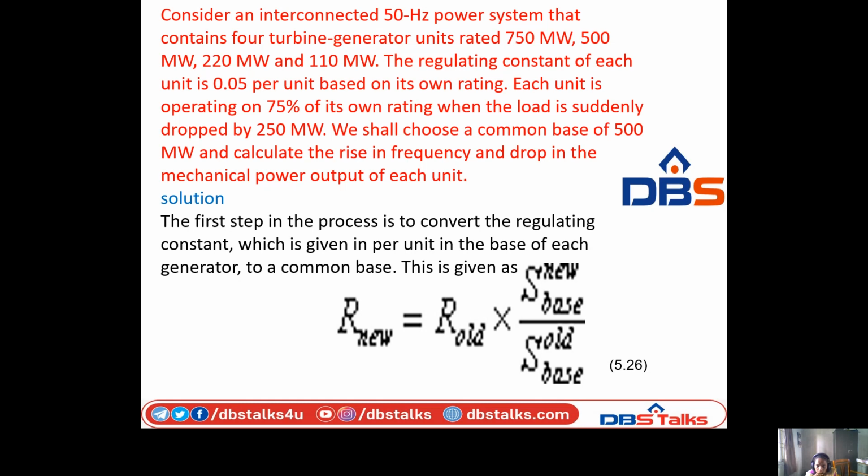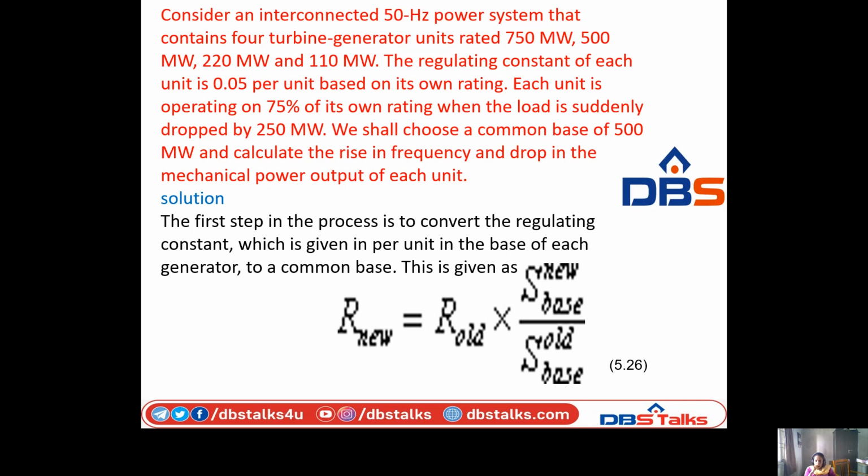Each unit is operating at 70% of its own rating. When the load is suddenly dropped by 250 megawatts, we shall choose a common base of 500 megawatts and calculate the rise in frequency and drop in mechanical power output of each unit.